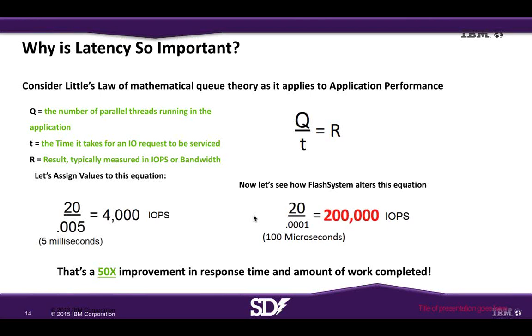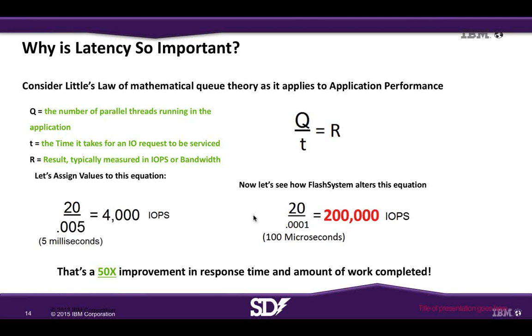If you look at what really happens in any queuing theory, right? You walk into the supermarket, and Q over T equals R. Number of threads divided by the time it takes to run one of those threads gives you the number of results. In a supermarket, the number of checkers that are working divided by the time it takes to get each person through a checker gives you the number of customers per hour. In our case, what we're saying is the number of threads per application divided by the time it takes to run each of those threads gives you the number of IOPS.